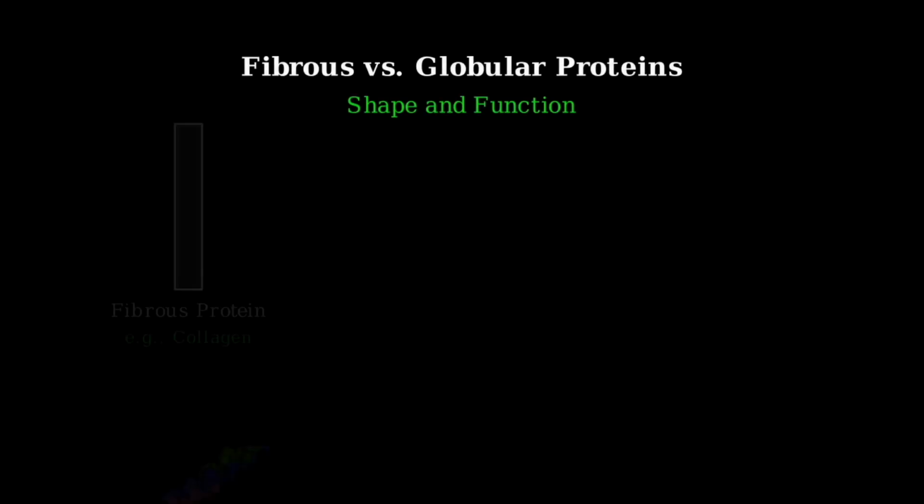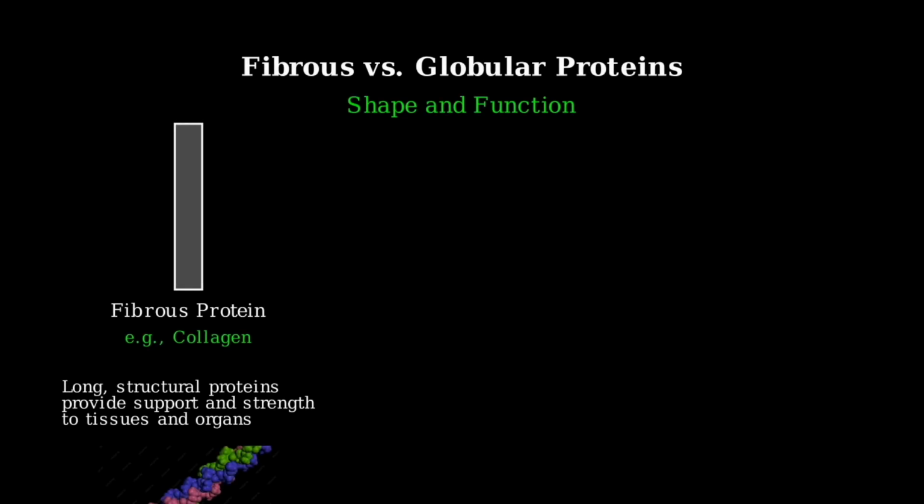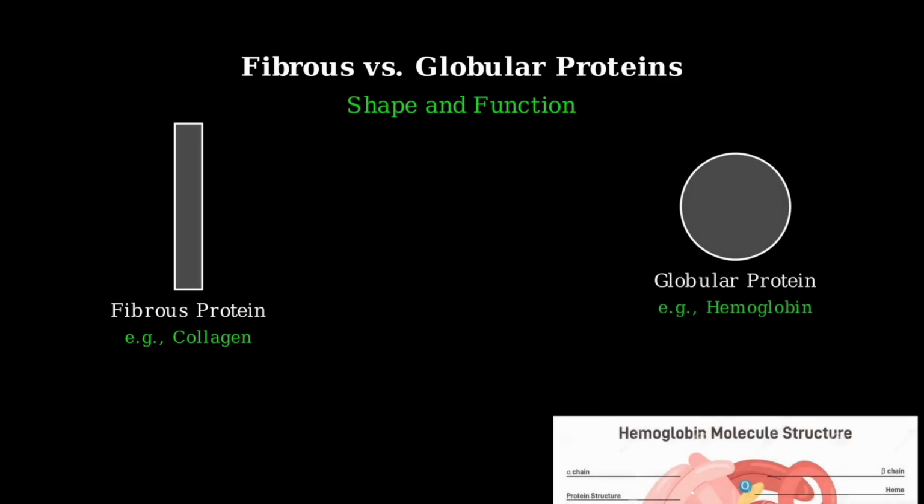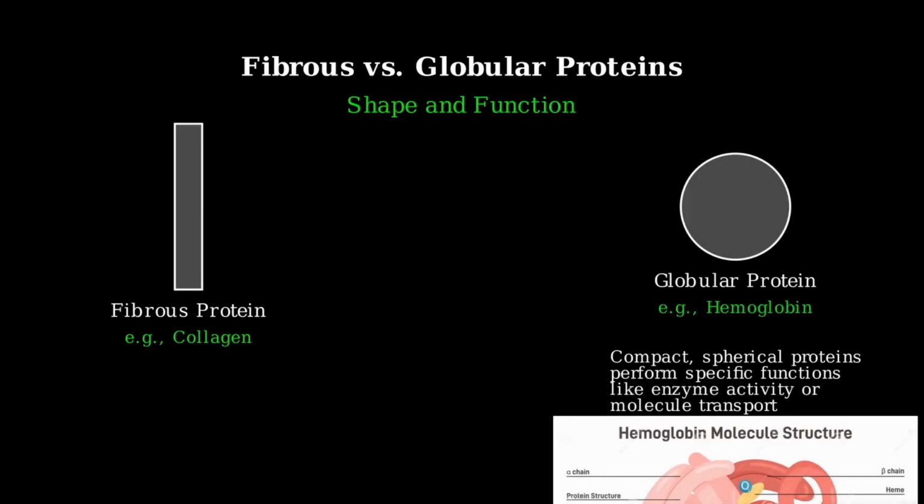Proteins can be broadly classified into 2 main categories based on their shape and function: fibrous and globular proteins. Fibrous proteins are typically long, thread-like structures that provide structural support. For example, collagen is a fibrous protein that forms strong fibers in connective tissues like tendons and skin. In contrast, globular proteins are compact and roughly spherical in shape. They are designed for specific biological functions rather than structural support.